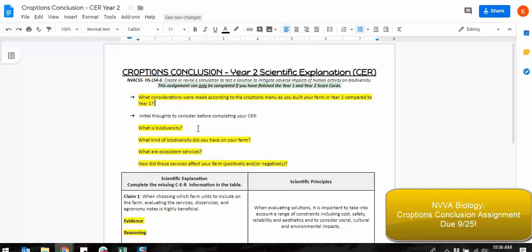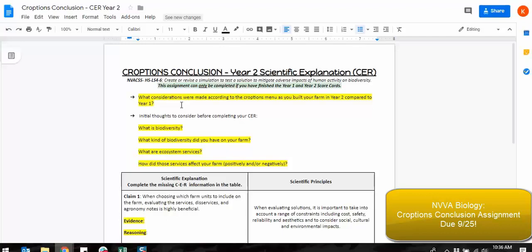These first questions right here, these are all questions you are just answering on your own. They are super easy questions. As long as you put an answer there, you won't get marked wrong, okay? These are just questions about terms we've talked about, what biodiversity is, what kind of biodiversity you had, and also how you actually use that Croptions menu with all the choices on it in order to plan your farm.